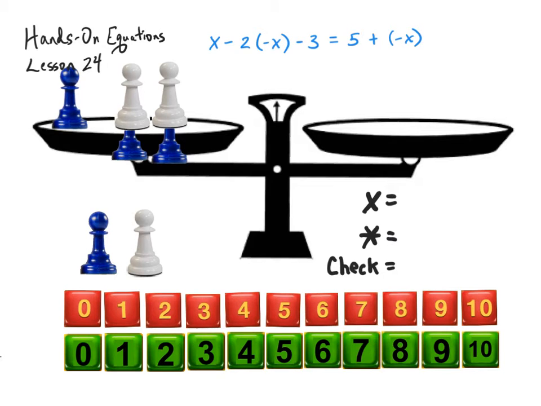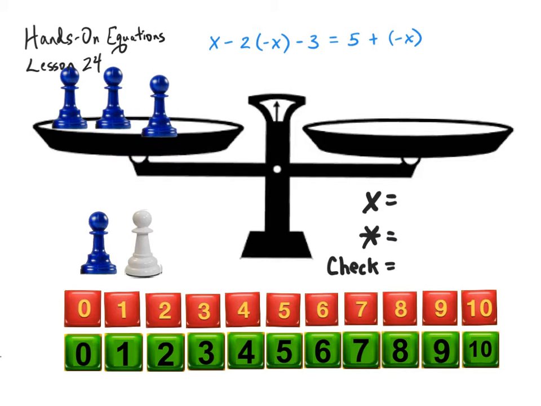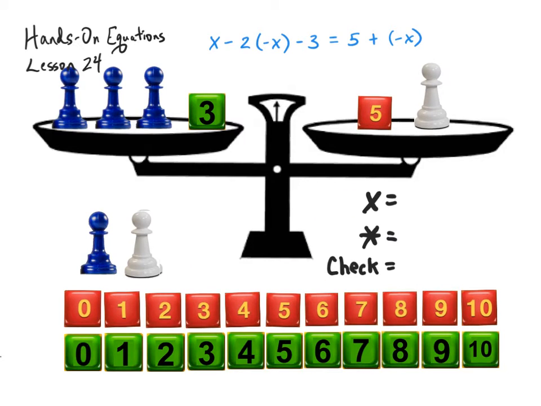So now I can take away 2 negative x's, and now I want to take away 3. Well, I don't have a 3 to take away, so I'm going to have to add a zero pair and then take away 3. On the right-hand side, we have 5 plus a negative x, which is a star. I think I'm going to try to remove the star on the right-hand side first.